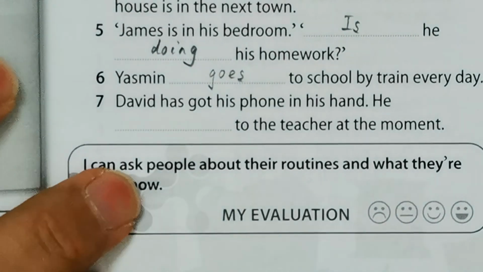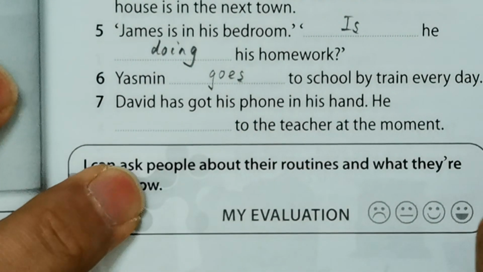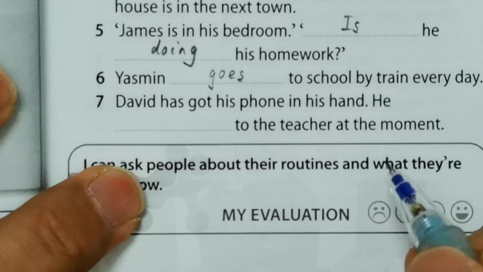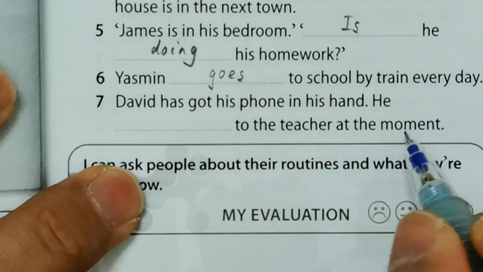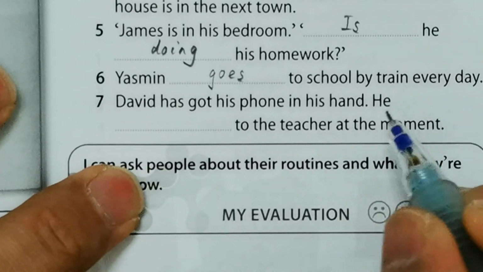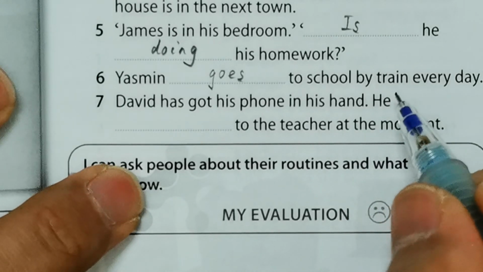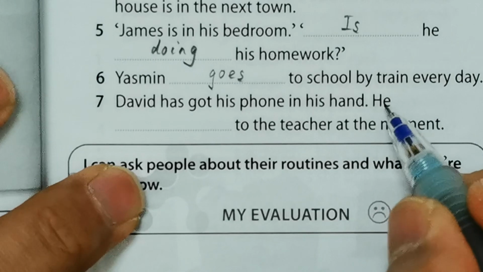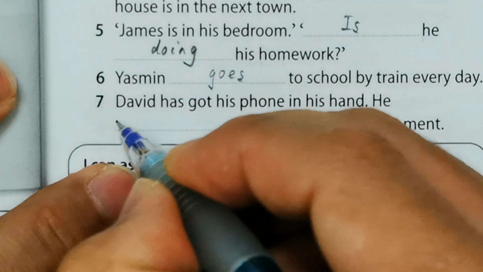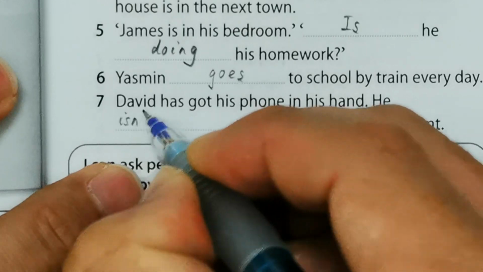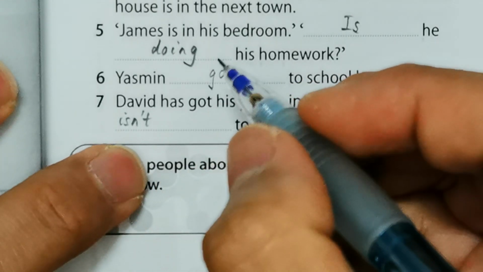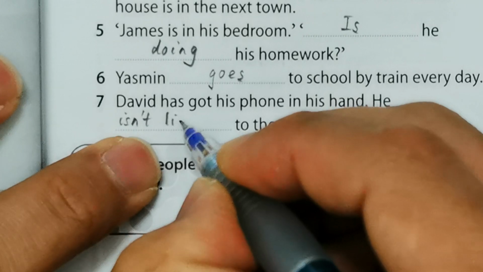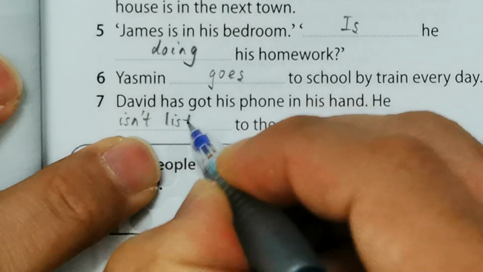And then we have number 7, David has got his phone in his hand. He to the teacher at the moment. So he at the moment, meaning happening now. So he, you should use the present continuous tense here, and then in the negative form. So he isn't, and apostrophe T for the contraction form here. So isn't listening. So present participle, so listening.